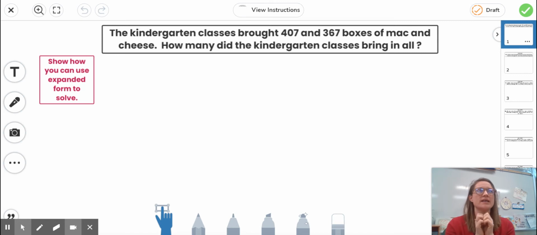I'm going to think like, what can I do to solve this? So the kindergarten classes brought 407 and 367 boxes of mac and cheese. How many did the kindergarten classes bring in all? So I think since I know we're taking one amount and the other amount, we're combining them, I'm going to add this. And since it also has that extra little direction over here to show how you can use expanded form to solve it, I'm going to be sure that when I solve it, I'm going to try it with expanded form. And here's why.